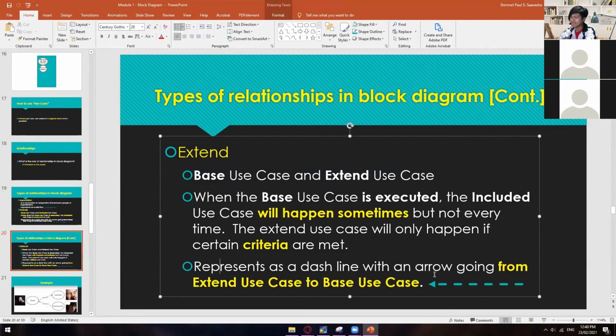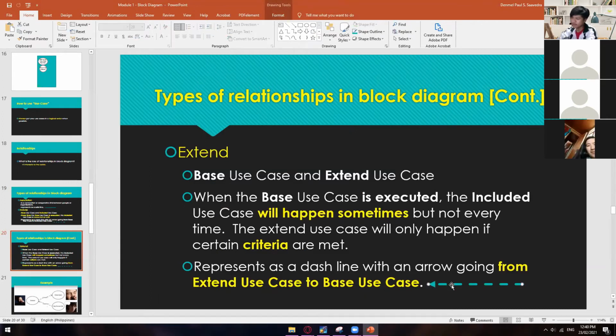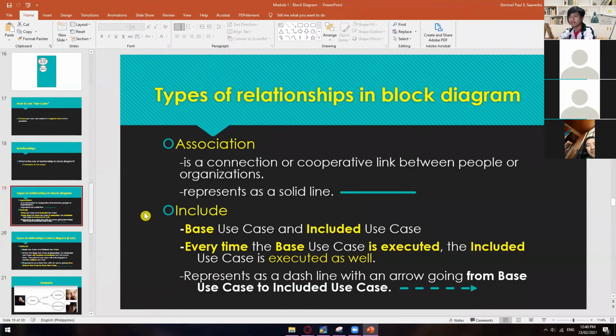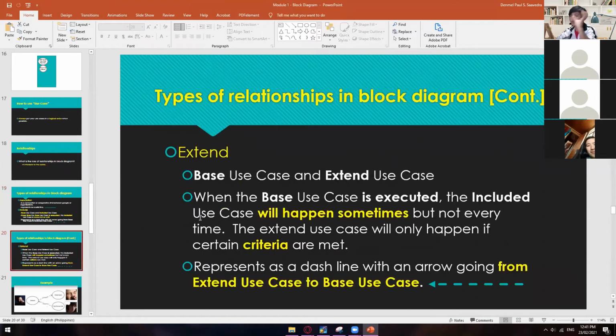This one is represented by a dashed line, but this one is going from right to left. It goes from the extended use case to the base use case. Memorize this: a solid line is association, a connection from the customer to our system. When you say include, it is inside our system, from the base going to the included use case. And extend is the opposite of include: from the extended use case to the base.